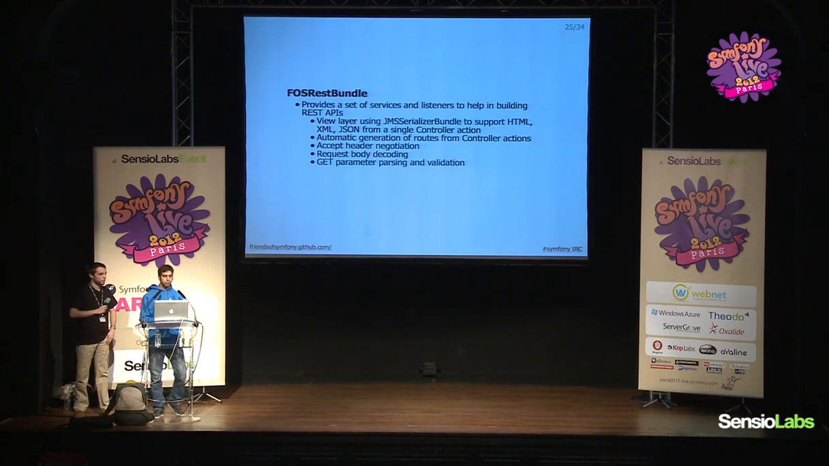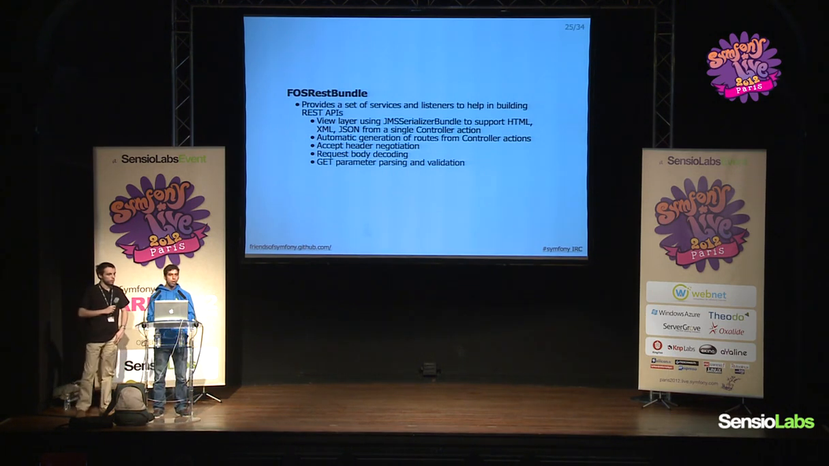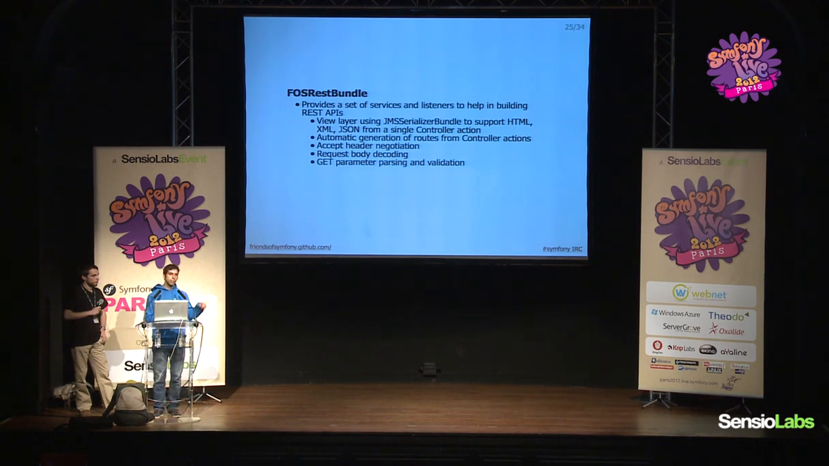There are a couple other features in the FOSRest bundle, for example, for automatically generating your routes based on conventions. So it examines the name of your methods in your controller and automatically generates routes for you. There's a listener for handling accept header negotiation. So it can look at what was requested. So instead of doing .json to get the JSON response, you could send an accept header with application/json. Another feature is request body decoding.